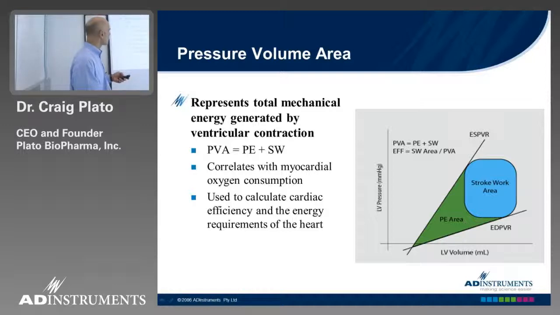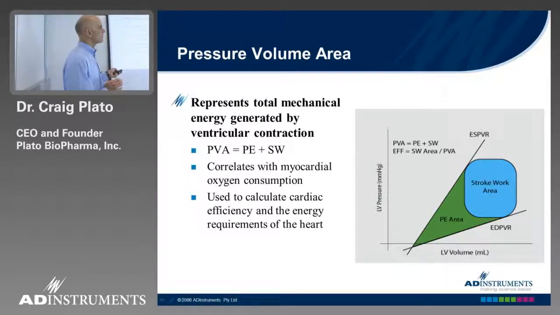Preload recruitable stroke work, again, is the relationship between stroke work and end-diastolic volume, and essentially this tells us something about the ability of the heart to do work. And here we have the relationship between end-diastolic volume and stroke work, which can be defined by the area of the pressure-volume relationship. And as we change end-diastolic volume, we see a very nice linear relationship here under control conditions.